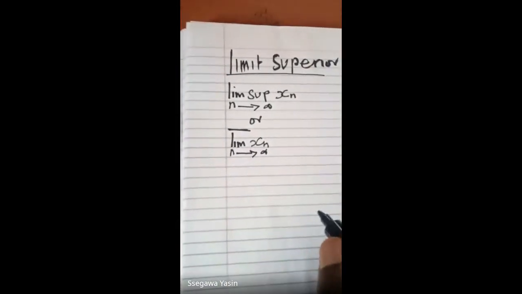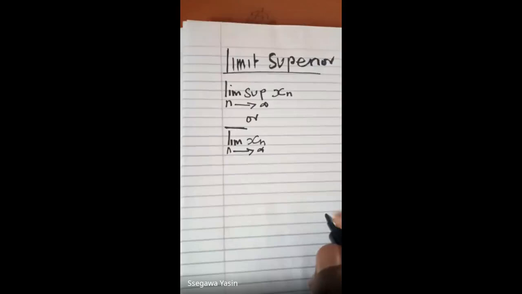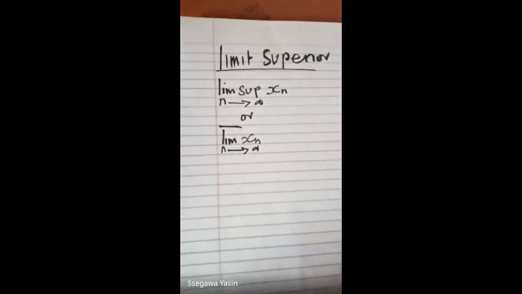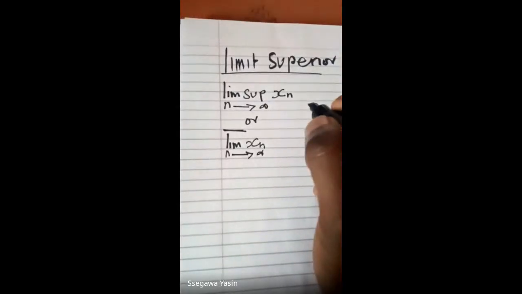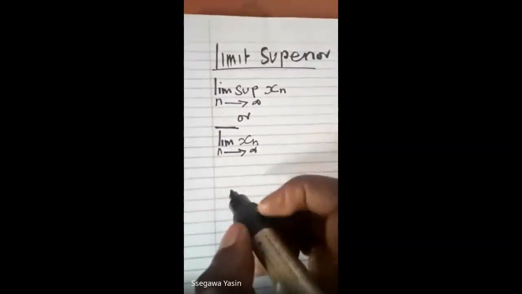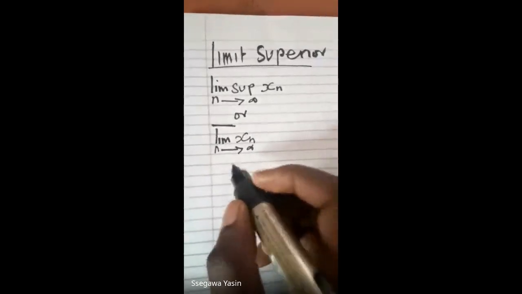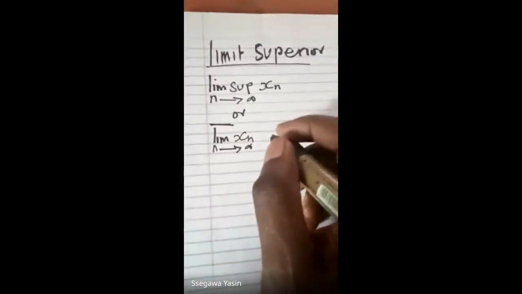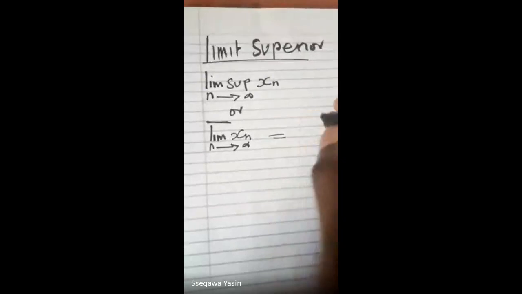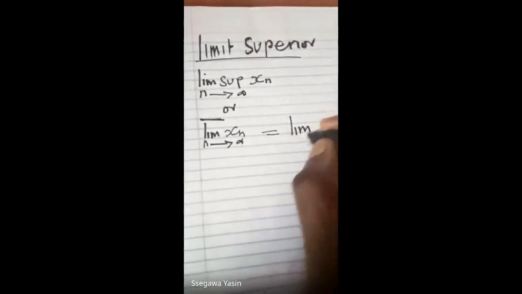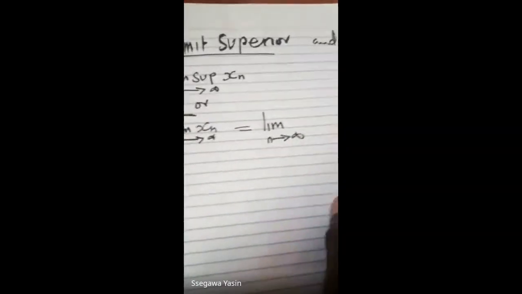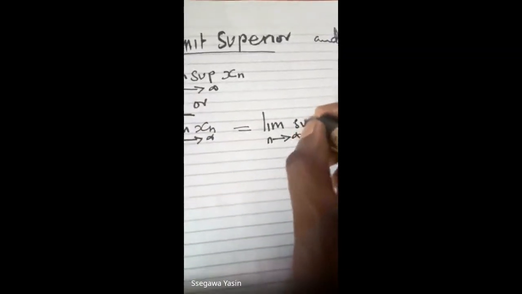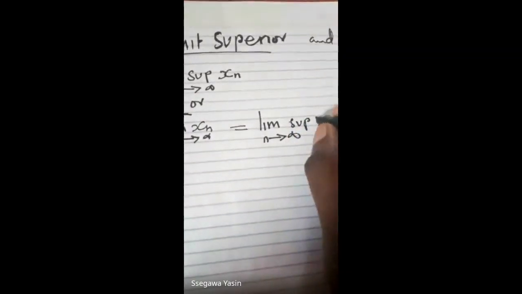So from there, sometimes we just write it like this: limit as n goes to infinity of sup of just x.